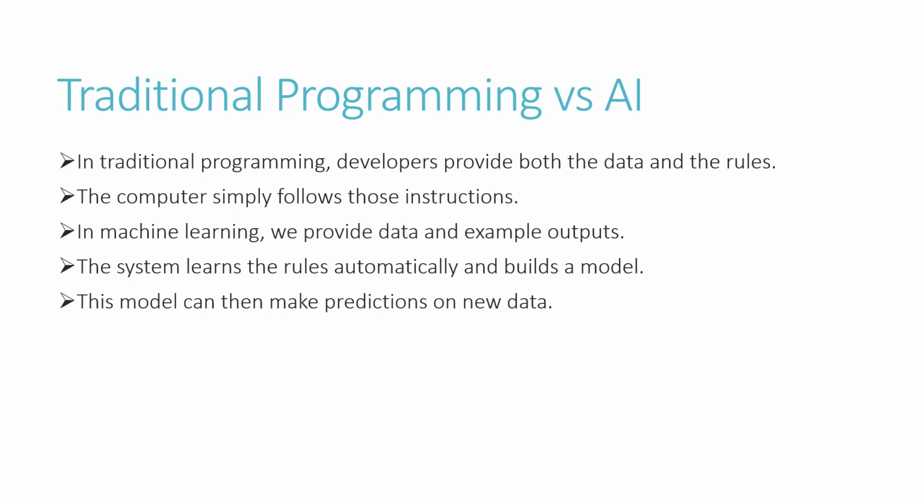Traditional programming versus AI. In traditional programming, developers provide both the data and the rules. The computer simply follows those instructions. In machine learning, we provide data and example outputs. The system learns the rules automatically and builds a model. This model can then make predictions on new data.